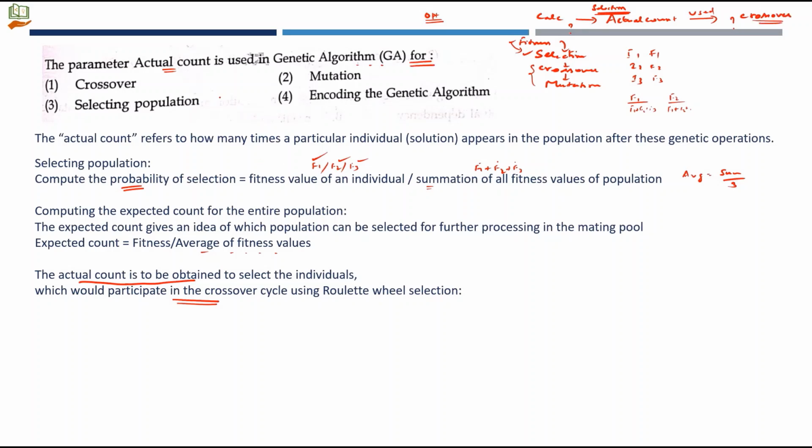In case the question is where is the parameter calculated, you can say it is selecting population. When they have asked you where it is used, it is actually used in crossover. So now we can mark option 1 to be the right answer. Now let's see about the actual count.